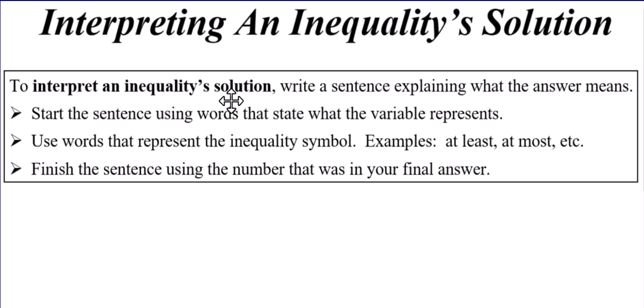To interpret an inequality solution, we're going to write a sentence explaining what the answer means. So how are we going to do this? Well, here's my advice. First thing, start the sentence using words that state what the variable represents. Make sure you use words that represent the inequality symbol. For example, at least, at most. You could even have words like maximum or minimum, no less than, no more than. Finish the sentence using the number that was in your final answer.